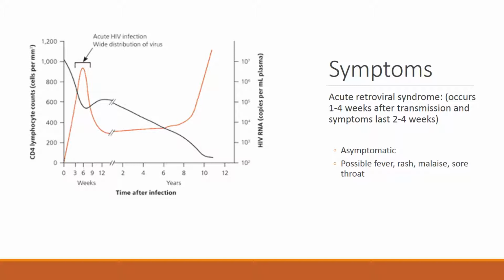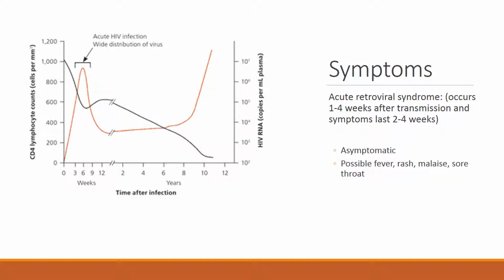So I really love this chart. I think it's really helpful to see what's going on with the virus and the cells over time. What you'll notice here is we get this huge peak, and that's a peak in the HIV copy, so the viral load essentially. And you see that it spikes right here between like 3 and 9 weeks.